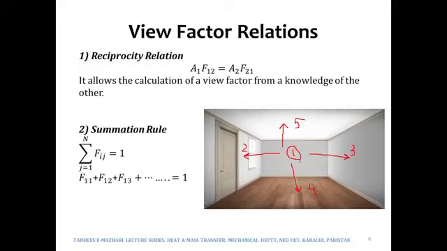So radiation leaving 1, where is it going? It is leaving 1 and is being incident upon 2, upon 3, upon 4, upon 5, and it is also being incident upon 6. So if we add up all those fractions, what do we get? 1, or 100%. So this is what the summation rule is all about.